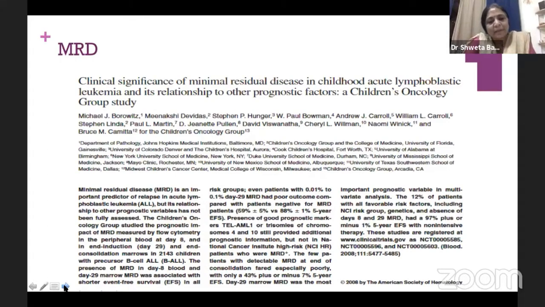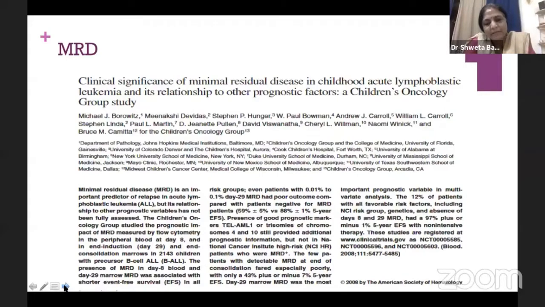So, this is the landmark paper which was published by Borowitz et al. in 2008 in Blood. This paper actually established the clinical significance of minimal residual disease, and it also judged its relationship to other prognostic factors. They studied 2,143 patients, and they measured the MRD in peripheral blood on day 8, at the end of induction, day 29, and end of consolidation. And they found that the patients who had presence of MRD on day 8 as well as on day 29 had the shortest event-free survival.